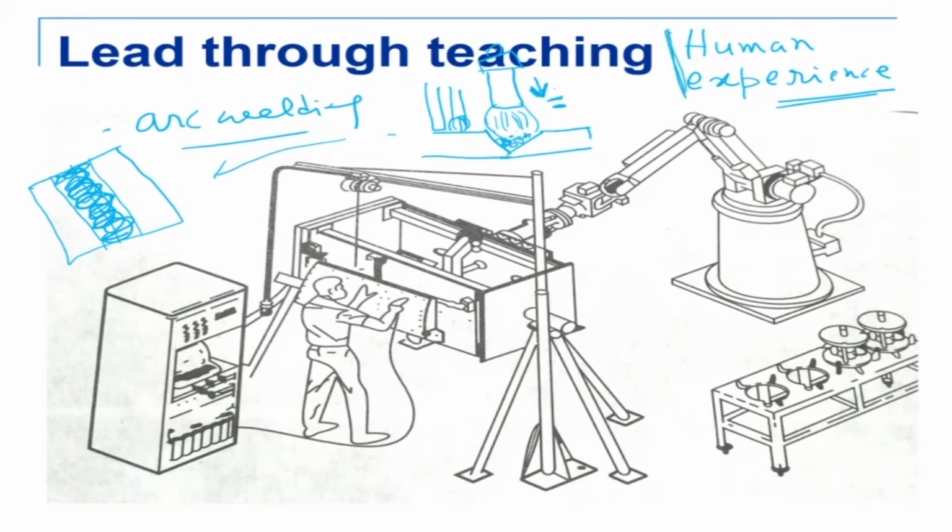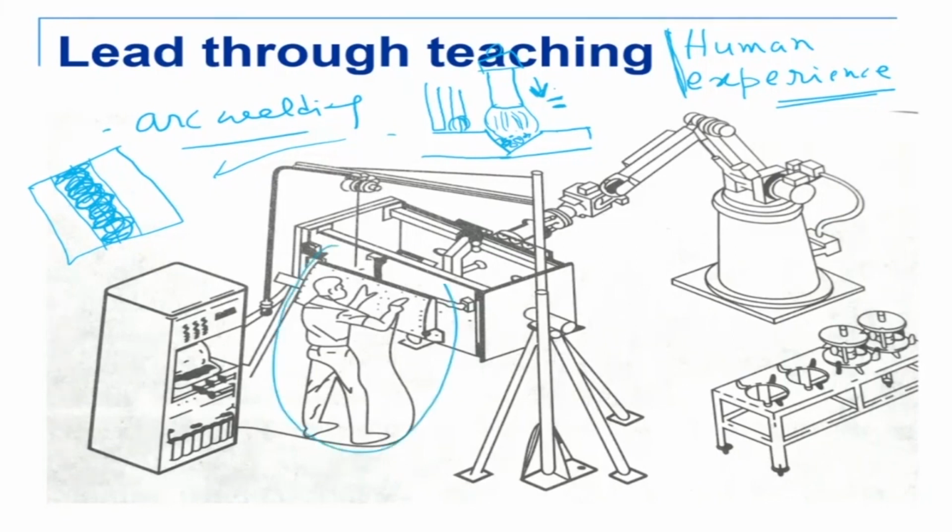A human being, an expert welder, knows how to weld, what the arc is, how he should put the electrode down, what the rate is, and what the beading pattern is going to be. So an expert welder knows this, whereas to transfer this to a robot in terms of an equation or points is extremely difficult. So what is done is this lead through teaching.